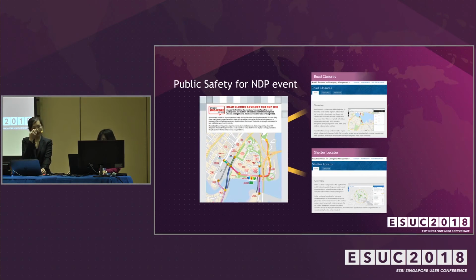I chose 2 solution templates that were appropriate to use to achieve situational awareness and public safety through geospatial visualization of event operations. As for the NDP, there may be road closures for parades, and there may be emergency shelters for the public.